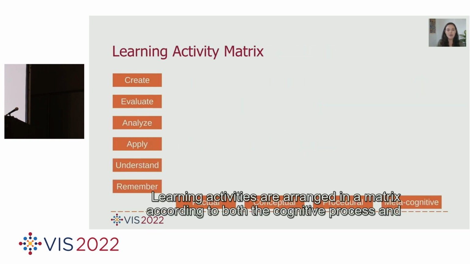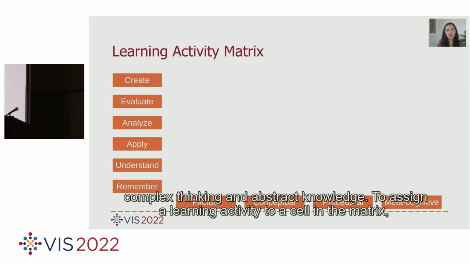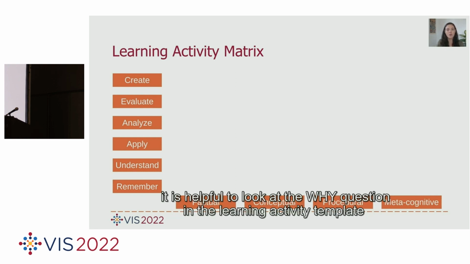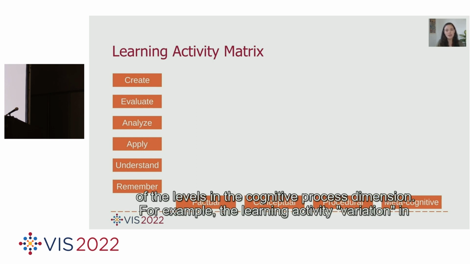Learning activities are arranged in a matrix according to both the cognitive process and knowledge dimension. The matrix illustrates the extent to which the learning activities involve complex thinking and abstract knowledge. To assign a learning activity to a cell in the matrix, it is helpful to look at the Why question in the learning activity template, which determines the knowledge level. The verb used to describe the learning goal must match one of the levels in the cognitive process dimension.